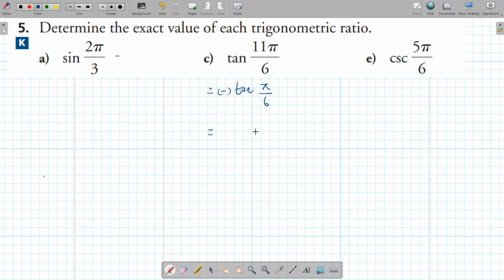I think it's root 3, negative root 3. Or no, it's actually 1 over root 3, right? Tan of 30. Yeah, it's 1 over 2 over root 3 over 2. It's 1 over root 3. But now you have to rationalize it, right? Yeah, so multiply it by root 3 over root 3. So you get negative root 3 all over 3. Cool?